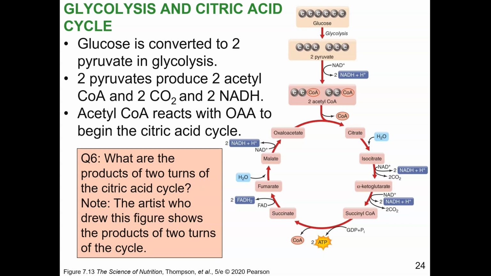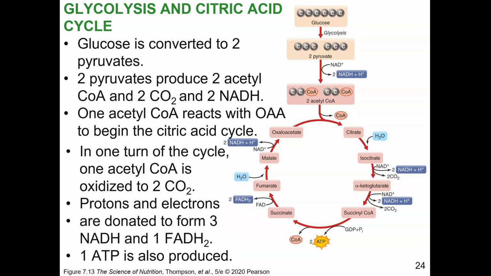So for 1 turn, you get 3 NADHs, 1 FADH2, and 1 ATP, but you multiply that by 2 because you have 2 acetyl-CoAs, and it goes through 2 turns. So I think I said that down here. Protons and electrons are donated to form 3 NADHs, 1 FADH2, and 1 ATP. If you go around the cycle once, you have to multiply everything by 2 because you have 2 acetyl-CoAs, so you have to go through the cycle twice.